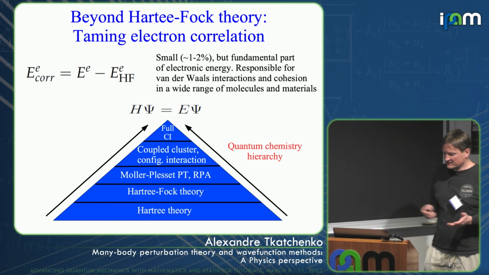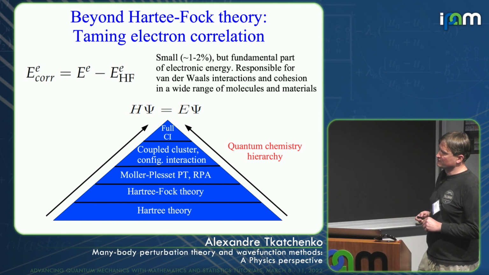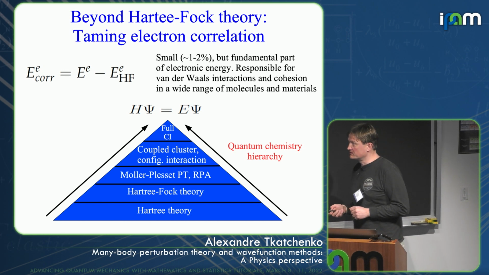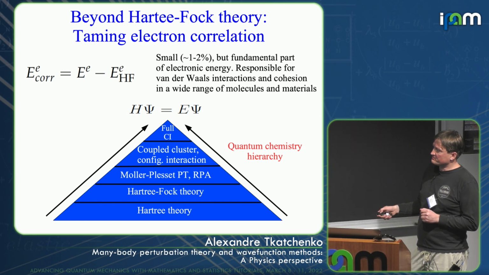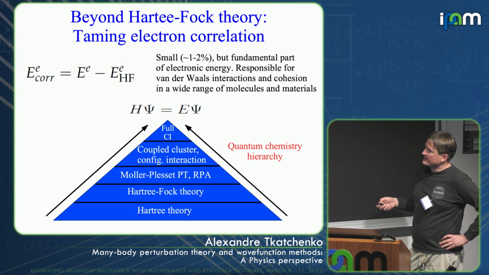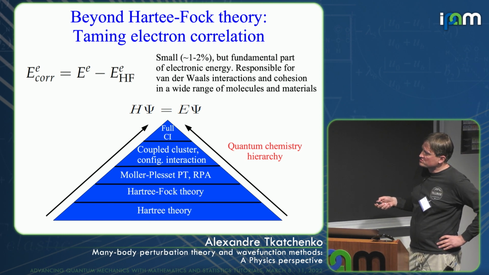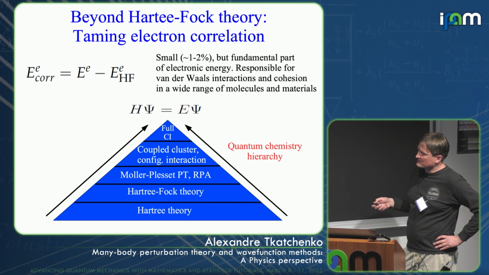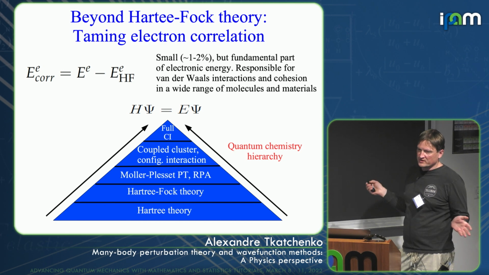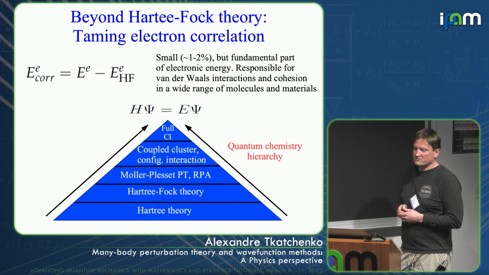Okay, so even if Hartree-Fock recovers roughly 90 to 98% of the total electronic energy, the missing 2 percent is extremely important, and it's called the correlation energy. It's a fundamental part of the electronic energy. It's responsible for things like van der Waals interactions. It's responsible for cohesion in a wide range of molecules and materials. And so without correlation energy, in most cases, you are completely lost.